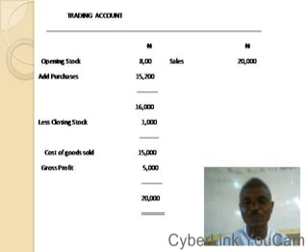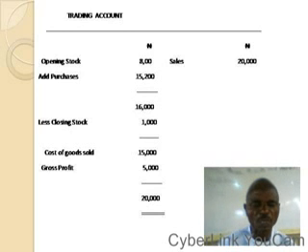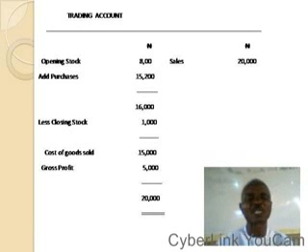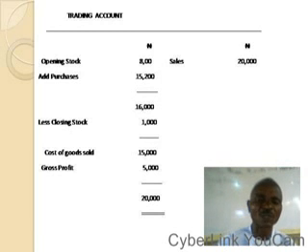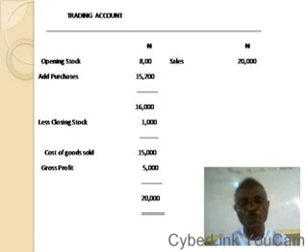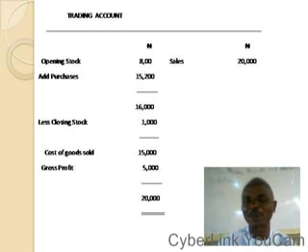Opening stock plus purchases, less closing stock, will give us the cost of goods sold. Equals cost of goods sold. Opening stock is given, purchases is unknown, and you represent the purchases by P.